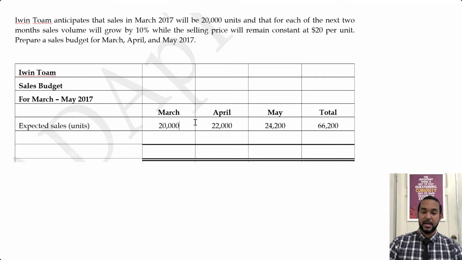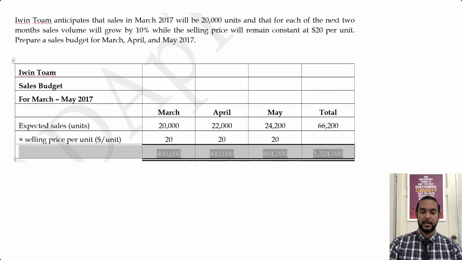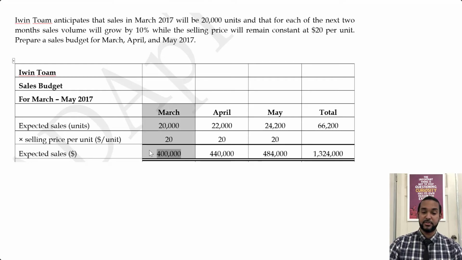All right, and again, you can add going across to get a total for number of units for that quarter. Now, the selling price is to remain constant at 20 per unit, so we just have to plug that in here. And now all we have to do is multiply going down for each month, and we will get for March, total sales revenue, 400,000. April, 22,000 by 20 is 440,000. For May, 24,200 by 20, 484,000. And we could add going across to get a total sales revenue earned for the quarter. All right, let's take a look at the next section.